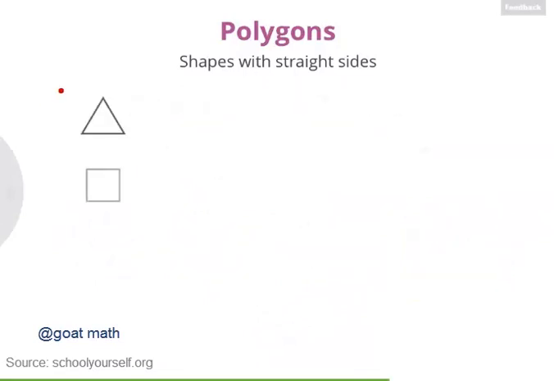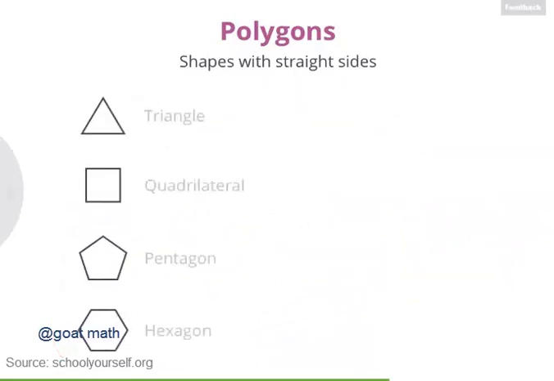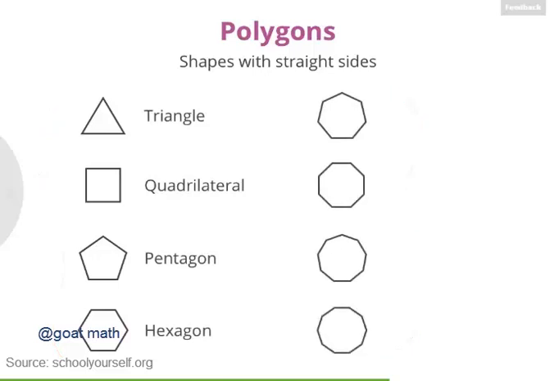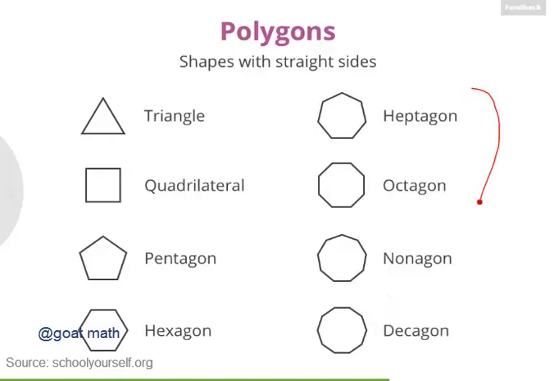So just to review, here are some polygons you've seen already, and here are their names. Here are a few more with even more sides. Polygons with 7 sides are called heptagons, 8 sides are octagons, 9 sides are nonagons, and 10 sides are decagons. So a lot of names. Don't worry too much about memorizing all of these right now. You'll remember their names the more you see them.